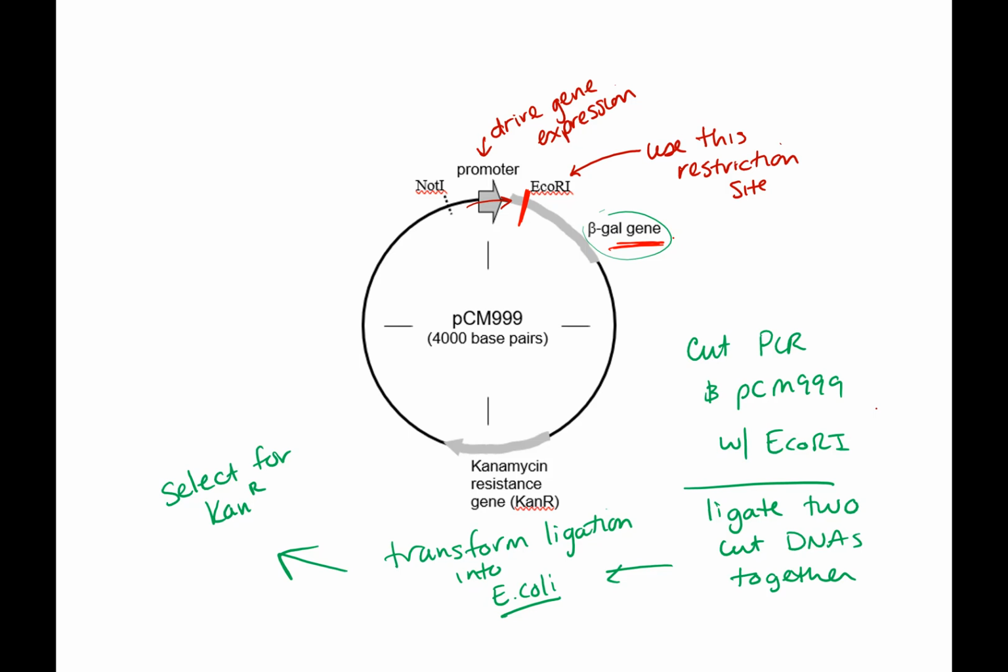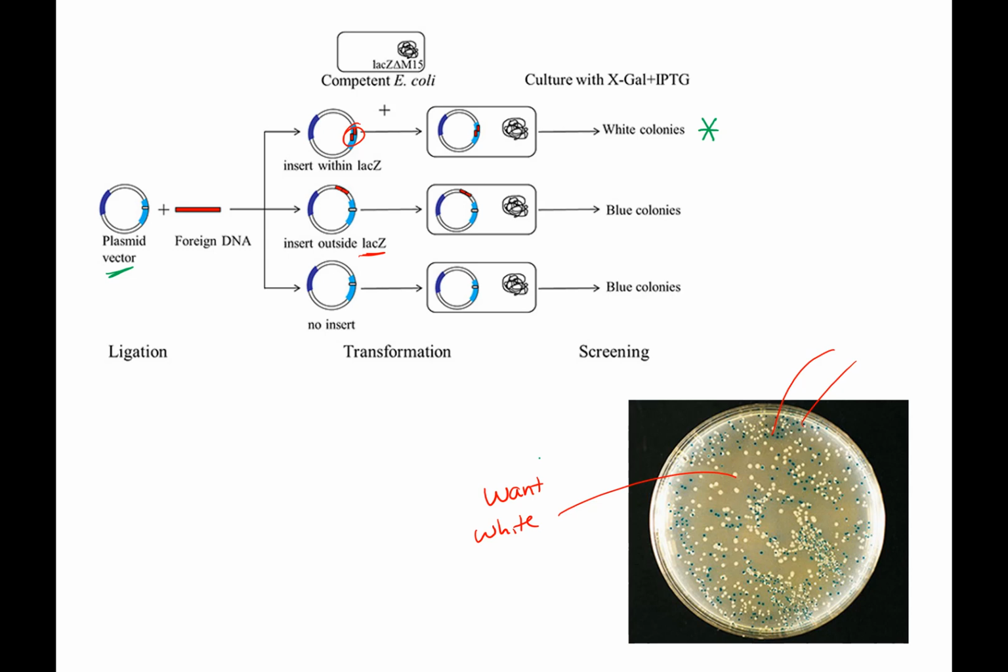So the E. coli is not expressing the beta-gal, and so it can't metabolize the X-gal on the plates, and so they appear white. Okay, so that's what blue-white screening is. And this is just showing you, you could get something with no insert, that would be blue, or if it inserted in the wrong place, those would be blue. So you would take these white colonies and screen them. The white colonies should have your recombinant DNA.